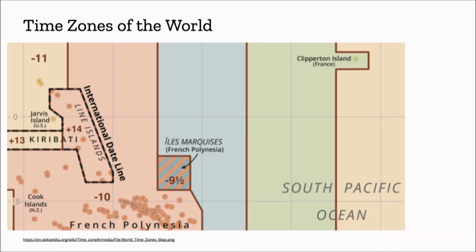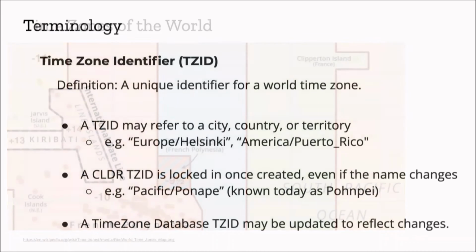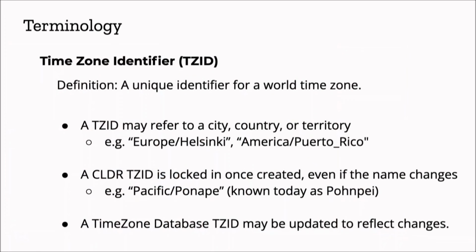And I always wonder if the people there fly back and forth and travel between different days. It seems like a lot of fun. I'd love to visit sometime. So I'm going to talk a little bit about some of the terminology that we use when working with time zones. There are the time zone identifiers, often abbreviated as TZIDs.